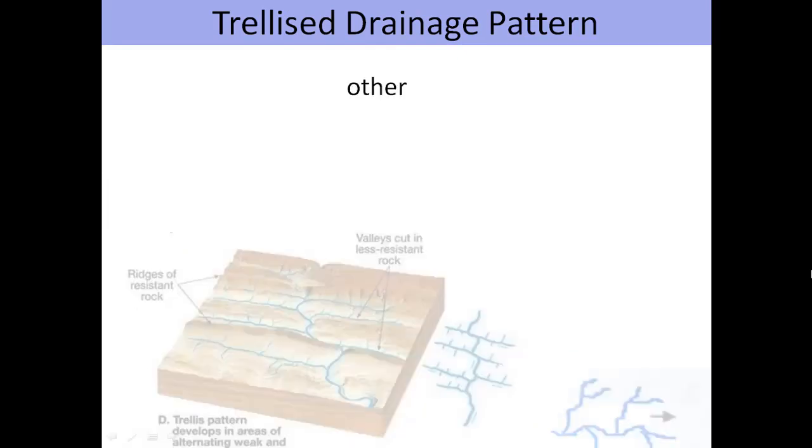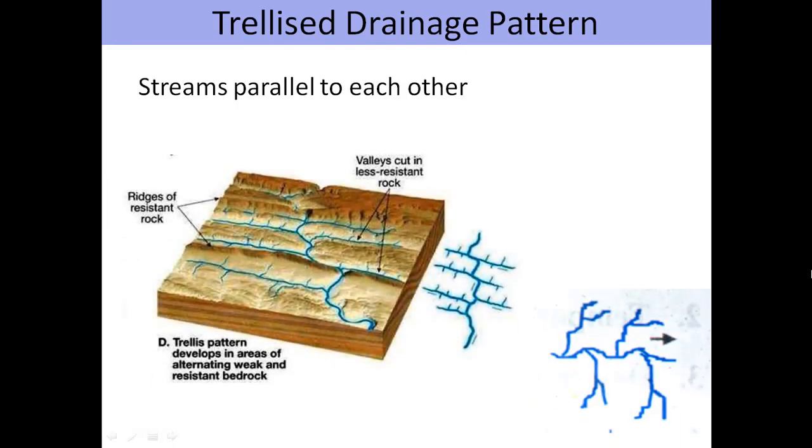Now we'll understand how the trellis drainage pattern appears or looks on a topographical map. Streams are parallel to each other. As you can see here, streams are parallel. This blue tint or color shown here in a particular region more or less appears at a 90-degree angle. Such streams are mainly formed due to topographies of alternating weak and resistant bedrock.